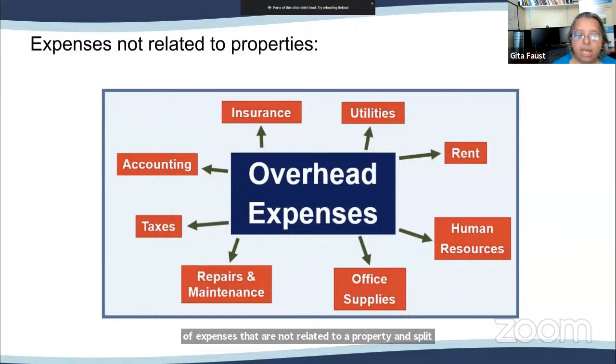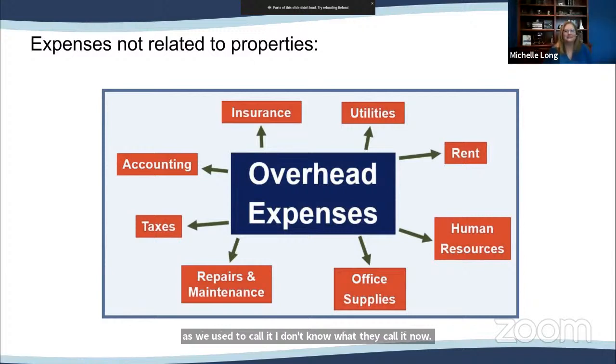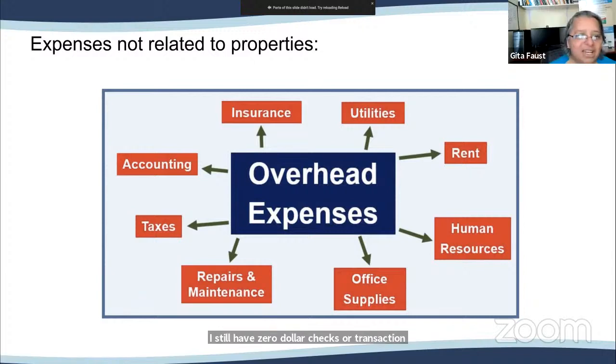Now, there are many ways to do that. You can split it on the basis of the property, split it by the rent roll amount, or split it evenly across all the properties and enter a contra entry in there, a zero check as we used to call it. I don't know what they call it now. We still have $0 checks or transactions. Yeah. There you go. Good.